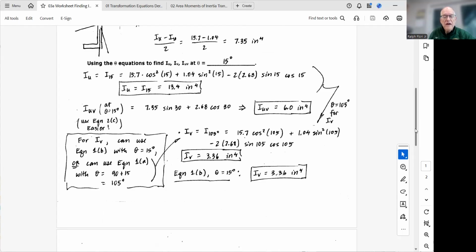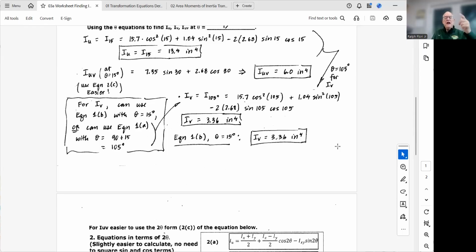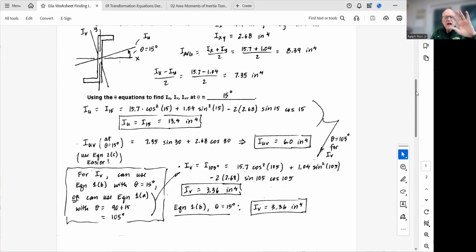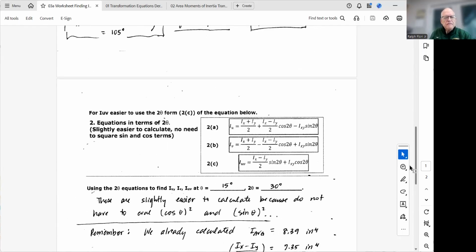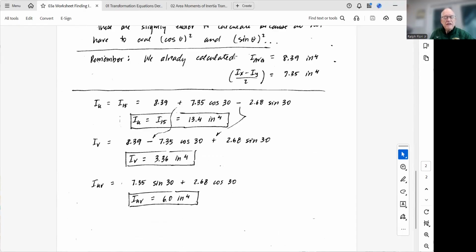If you take the second equation, this 1b, which is the Iy prime equation, and plug in 15 degrees and everything else, you also get 3.36. So you actually have 2 different choices of getting the IV value. Those are using the cosine and sine squared equations. The 2 theta equations are actually slightly easier to calculate in your calculator because you don't have to square the cosine term. That's extra steps in your calculator.